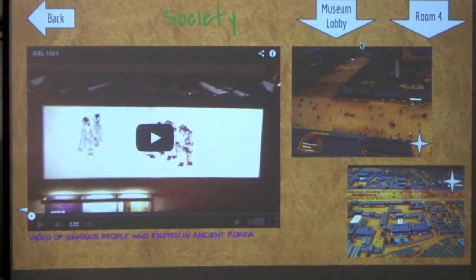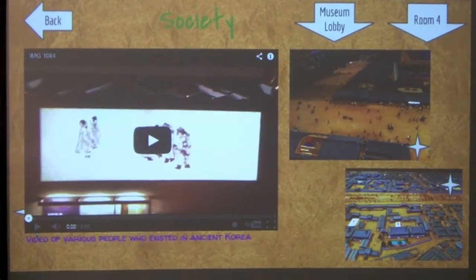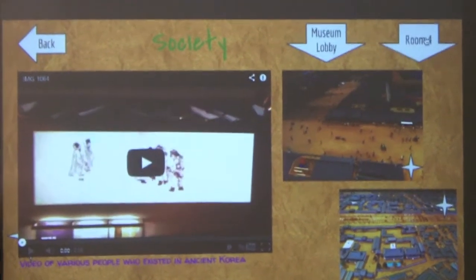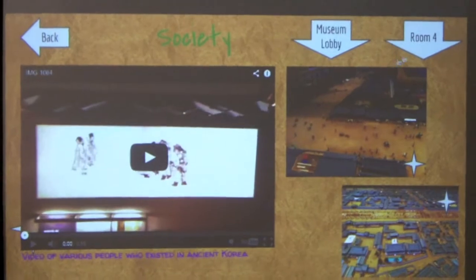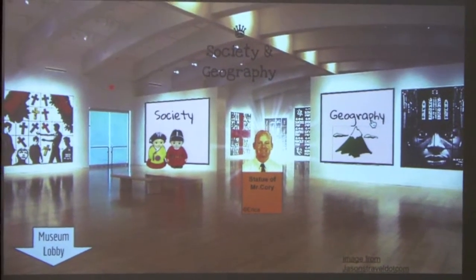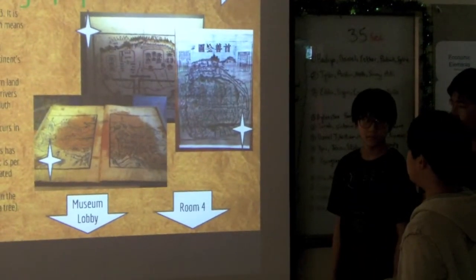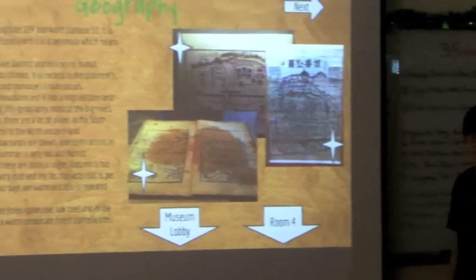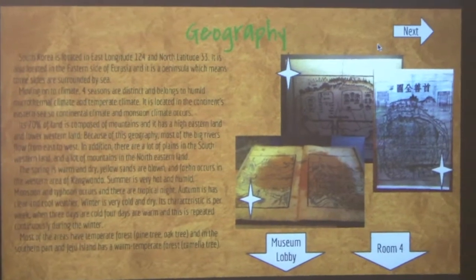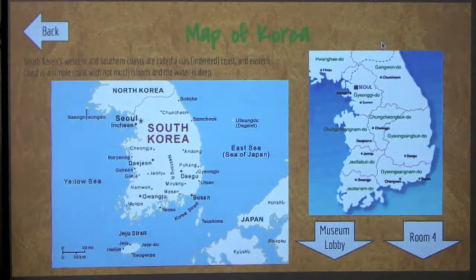And then here you can see a video of various people who existed in ancient Korea and how ancient Korea looked. The next one is the geography. This slide talks about Korea's location and climate. And you can see an ancient map of Korea there. This is a map of Korea.